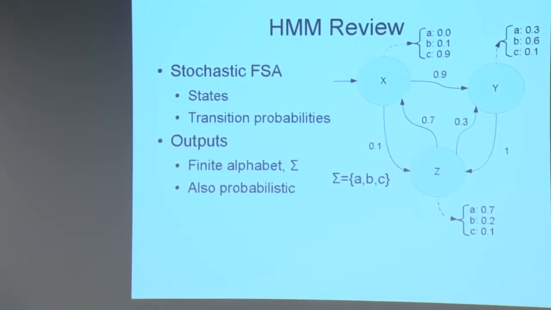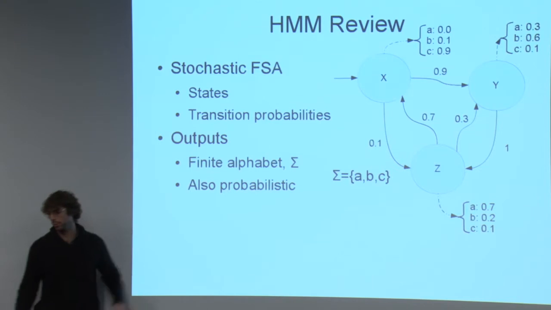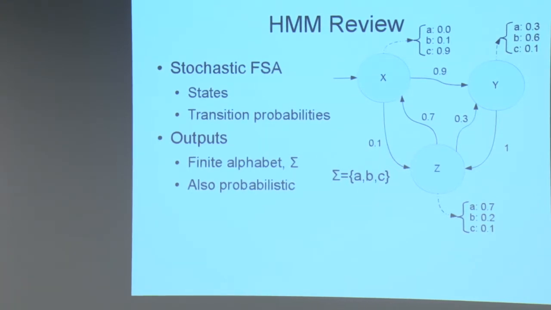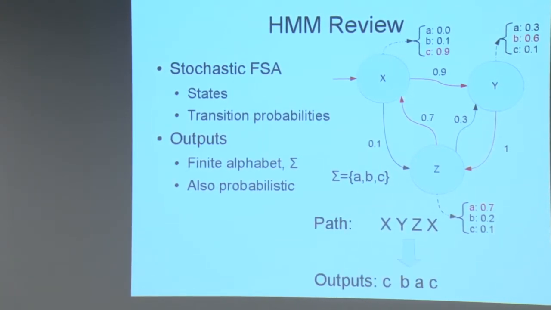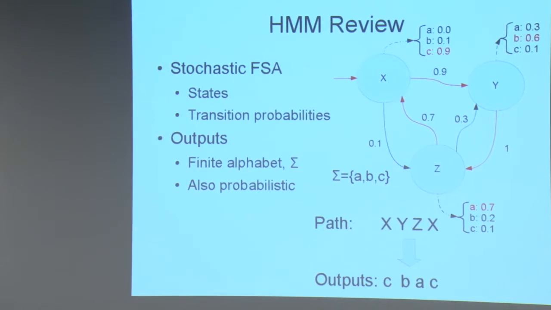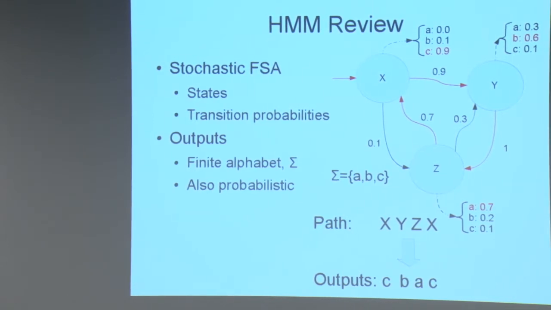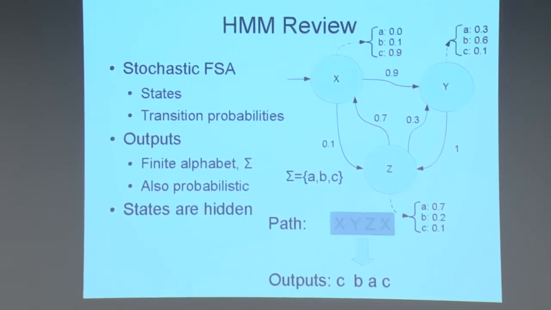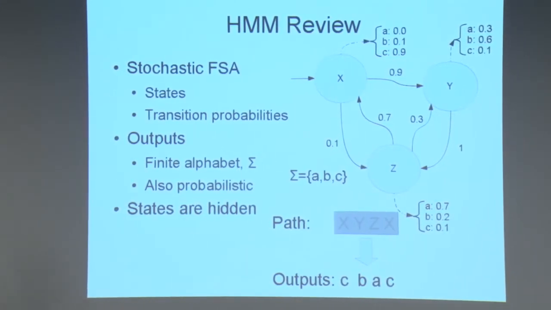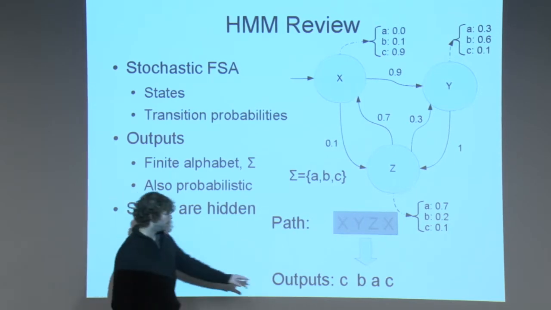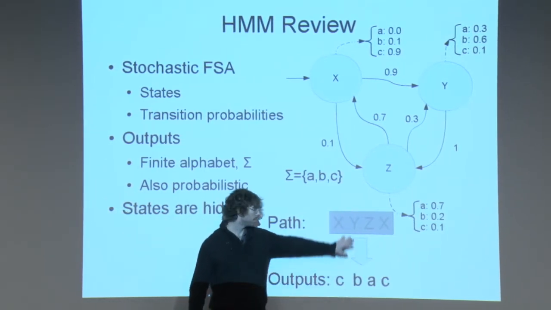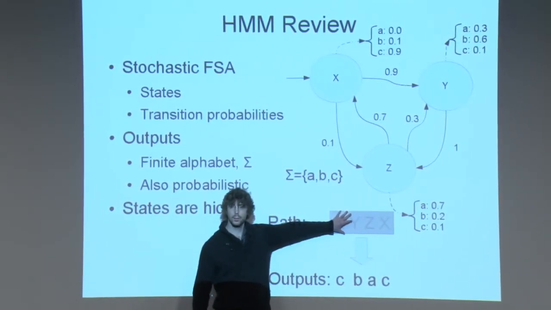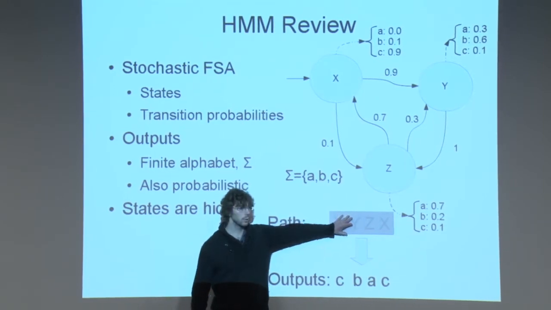And as I usually described, the observations, there's a finite output, a finite set of possible observations. And so this path X, Y, Z, X, if you think about it, the most likely sequence of observations that it would generate would be CBAC. And in a hidden Markov model, the attacker gets to see the observations, but the attacker doesn't know what these internal states are that the system was going through.